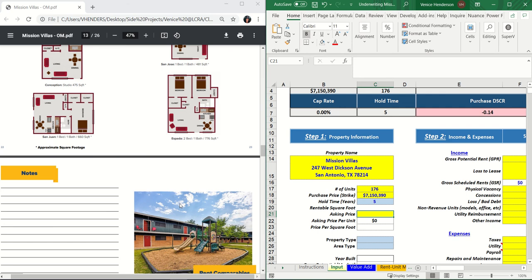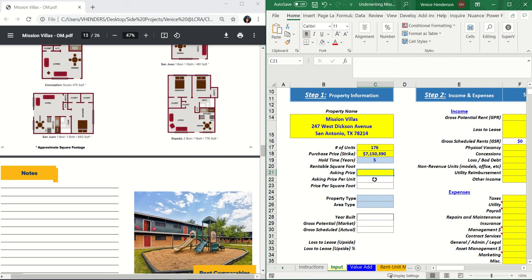I wouldn't tell you what I want. All right. So right now, let's leave this blank. Asking price per unit. That is a formula, so we're going to skip that. Price per square foot. Again, a formula. We're focusing on the blue and the yellow. I just have a tendency to read each and every line item.